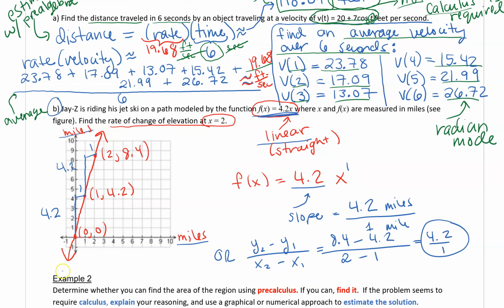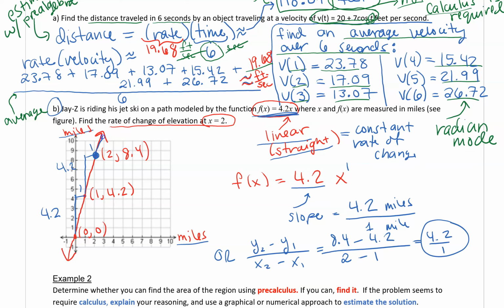So this would be like the jet ski is just shooting straight up forever. But anyways, calculus is not needed because this is a linear function, which is straight. So the rate of change is constant, right? This is a constant rate of change. So it's very easy to know what it would be at 2, right? So that would be right here.